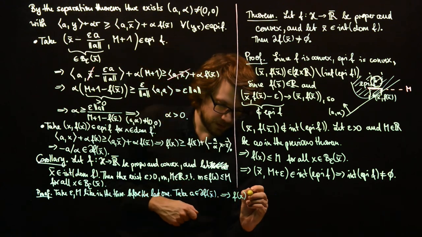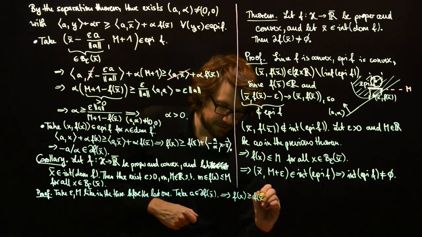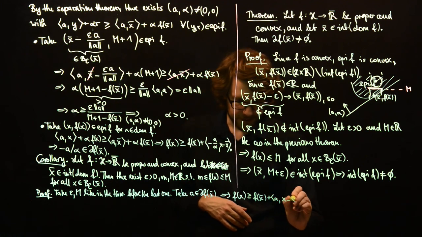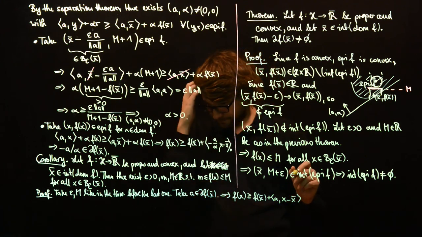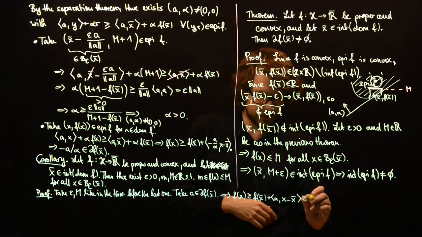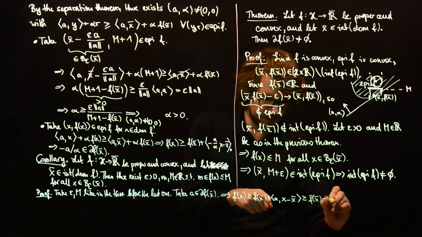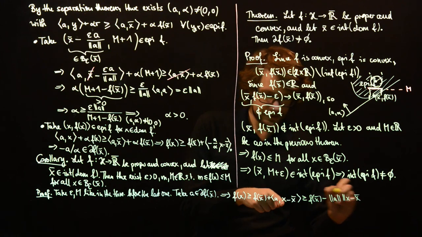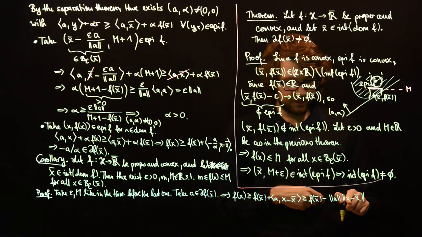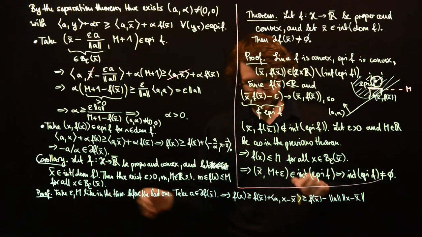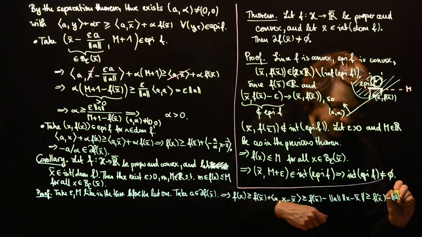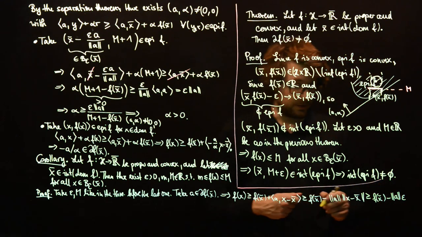f of x greater or equal than f of x bar plus a, and now we have x minus x bar, and x minus x bar will be in norm less or equal than epsilon, so we can use the Cauchy-Schwarz inequality. We have f of x bar minus norm of a, norm of x minus x bar. And since norm of x minus x bar is less or equal than epsilon, and we have a minus here, we have f of x bar minus norm of a times epsilon, and this is our m.